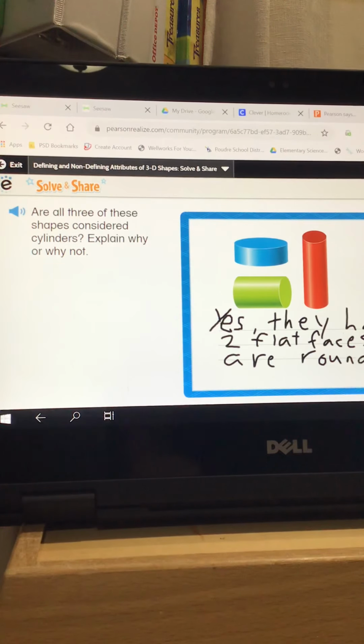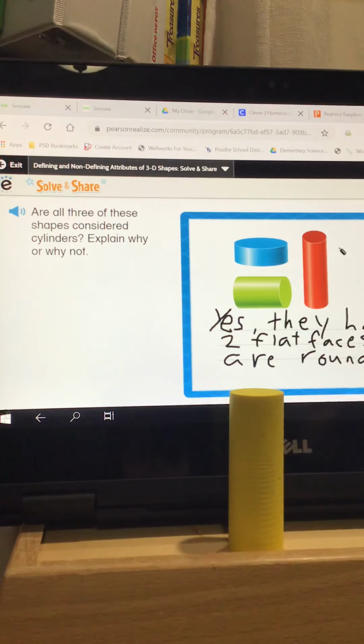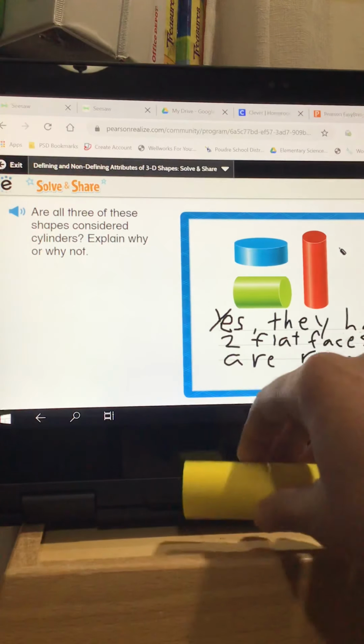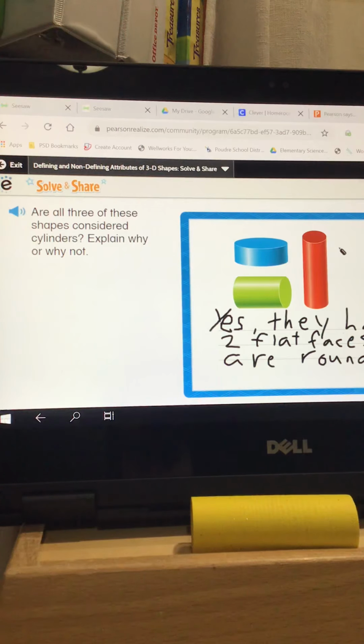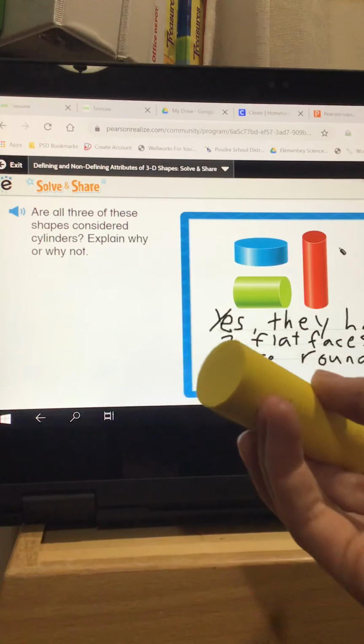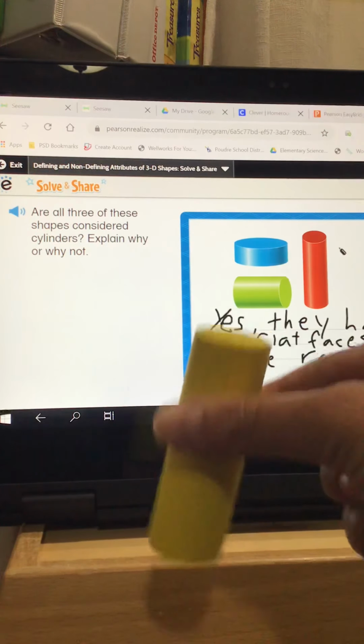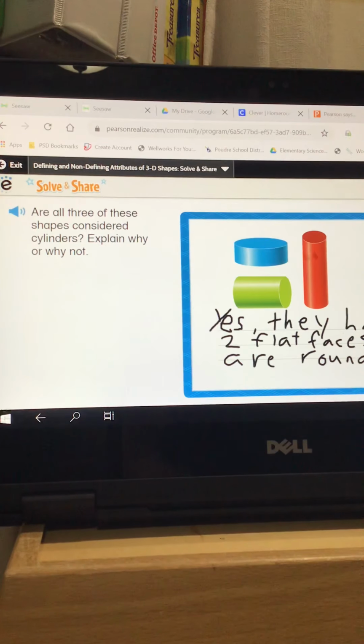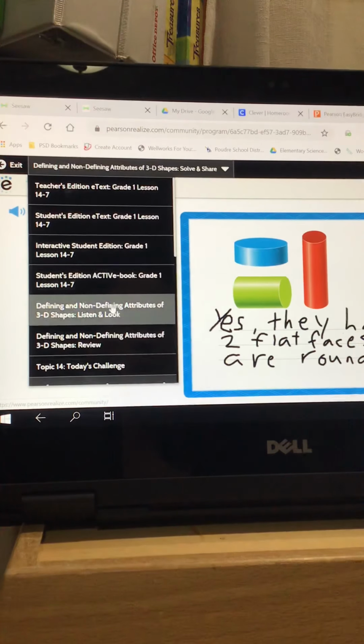So even though this one is short, this one looks like a hockey puck to me, it still has one on top and one on the bottom, two flat faces, and is round. This is a cylinder that we're used to looking at, standing up all on its own. See, there's my cylinder. But this would still be a cylinder if it was laying on its side. So no matter what, as long as it has its two flat faces and it's round, then it is a cylinder. Good job, guys. Let's go to our visual learning.